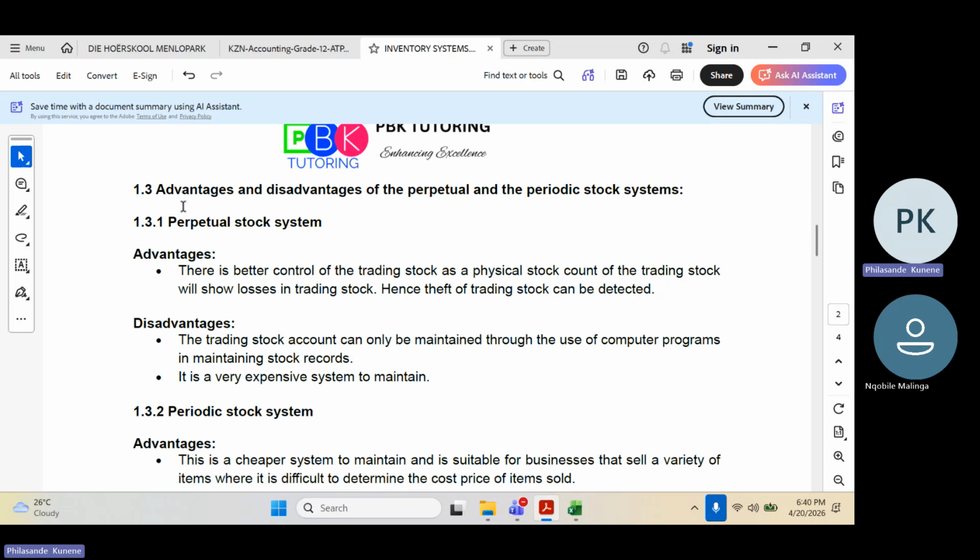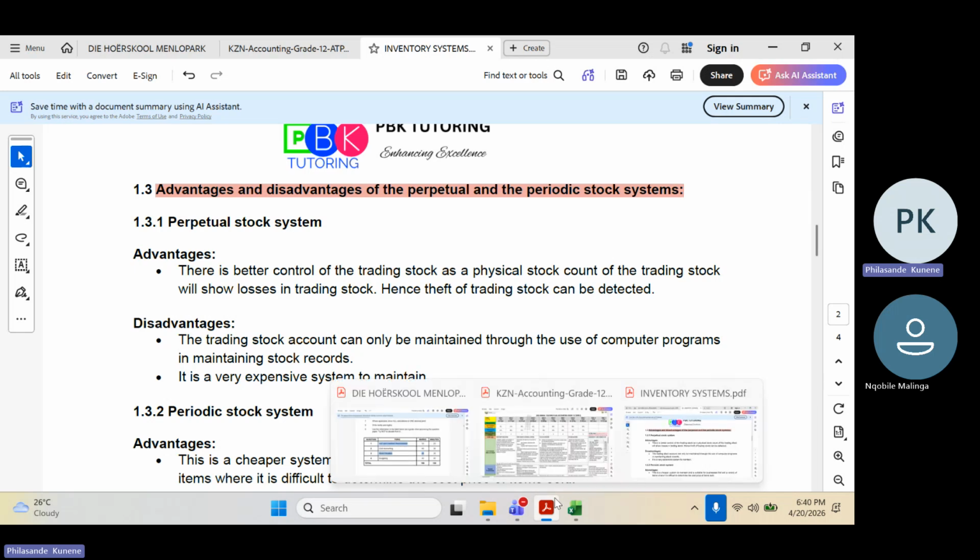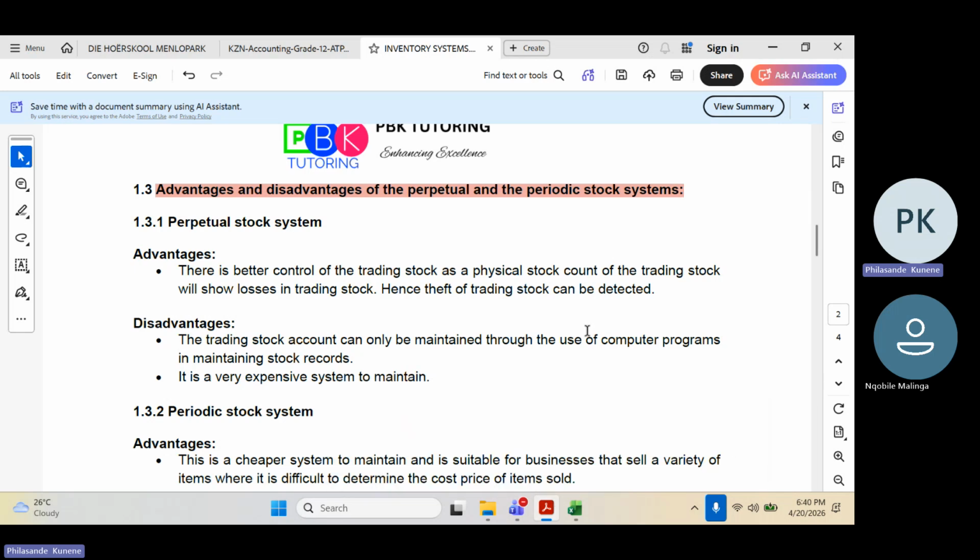Okay. Now, advantages and disadvantages of the perpetual and periodic systems. There's not a lot of advantages and disadvantages for each of them. It is based on differences. For example, for periodic, we said it is not expensive to use. That is an advantage for those who are using periodic. When they say it is simple, perpetual, it is expensive. That is a disadvantage for perpetual.